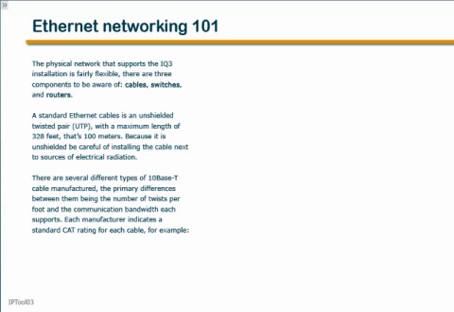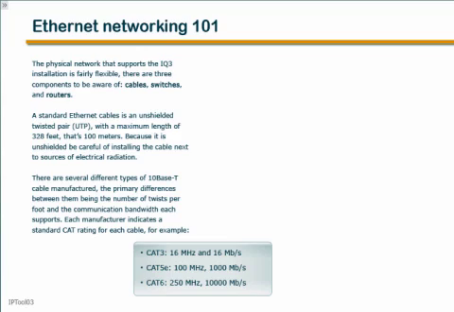There are three components to be aware of: cables, switches, and routers. A standard Ethernet cable is an unshielded twisted pair, UTP, with a maximum length of 328 feet. That's 100 meters. Because it is unshielded, be careful of installing the cable next to sources of electrical radiation.